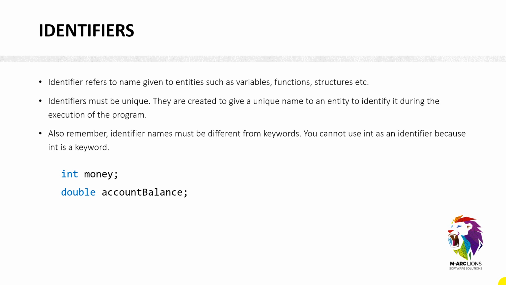This is a keyword. A keyword cannot be changed, cannot be modified, its functionality cannot be modified. But for money, it's up to you. You can write as you want, but they should be unique. You cannot use money again as an identifier anywhere in the C language code.